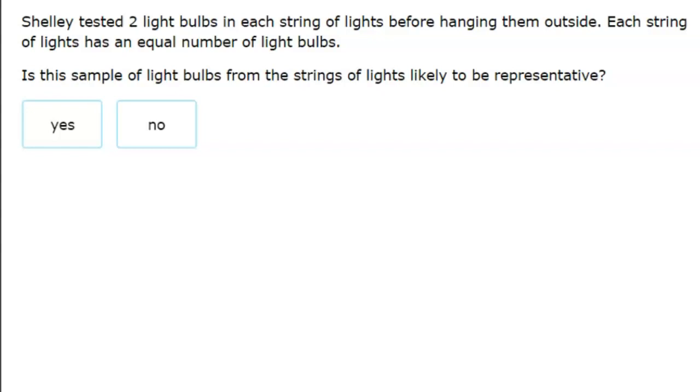So those 2 light bulbs are probably not going to be representative of that entire string of lights, because even though they all have the same amount, 2 lights are not going to be representative of that string of lights. There's only 2 of them.